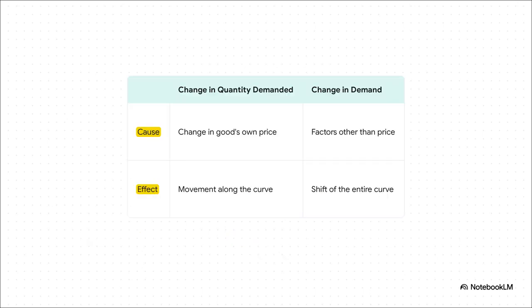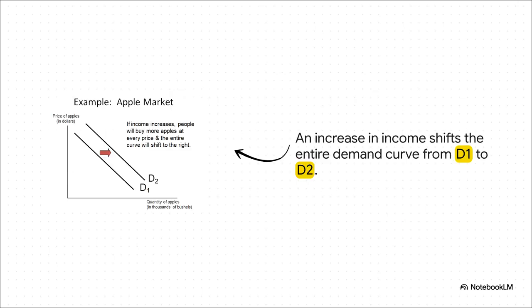All right, here's a big one. MCQ alert. This is probably one of the most common things people get mixed up on in exams. You have to know the difference between a change in quantity demanded and a change in demand. It's simple, but you gotta lock it in. A change in the good's own price causes a movement along the curve you already have. But a change in any other factor, we're talking income, tastes, anything else, causes a shift of the whole curve.